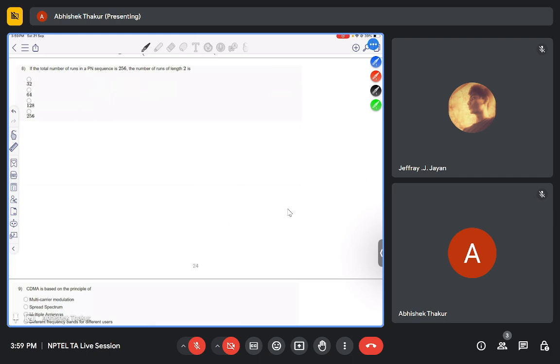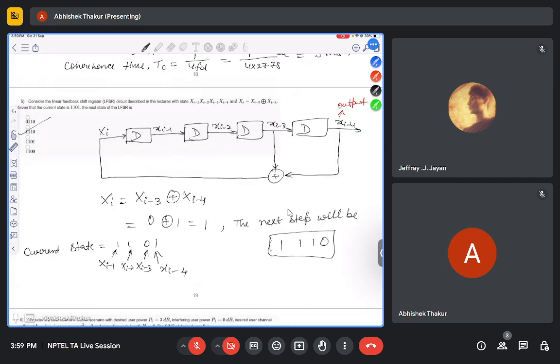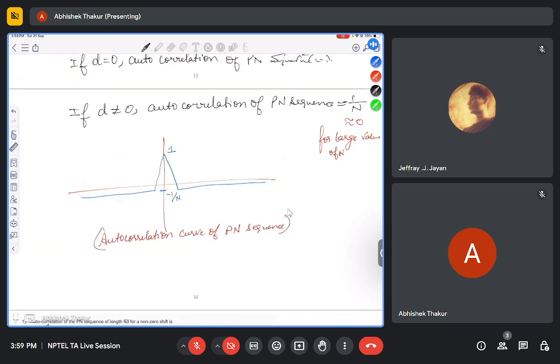Now coming to question number 8. The total number of runs in a PN sequence is 256. The number of runs of length 2 is 1 by 2 to the power 2 into 256, that is equal to 256 divided by 4, that is equal to 64. The correct answer is option number B. We have already studied this formula, that runs of length n is 1 by 2^n into total runs.